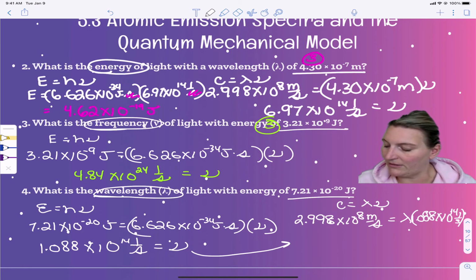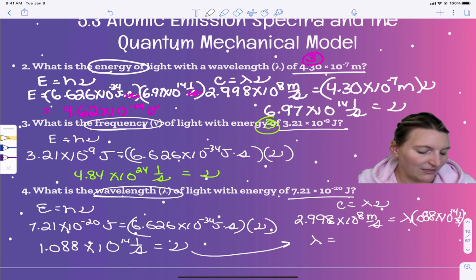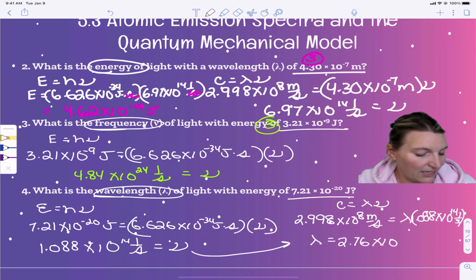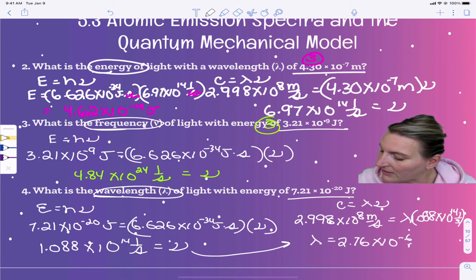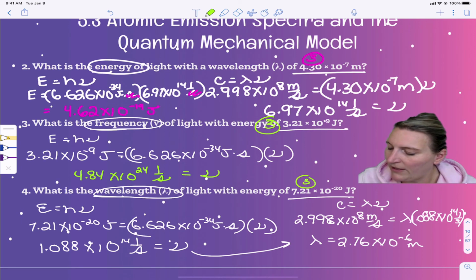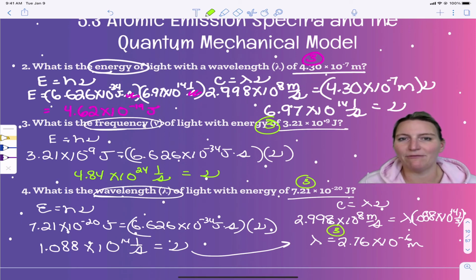Now I divide both sides by that frequency, and I get that my wavelength is equal to 2.76 times 10 to the negative 6 meters. Again, all of these problems on this page had 3 significant figures, so my answer has 3 significant figures.